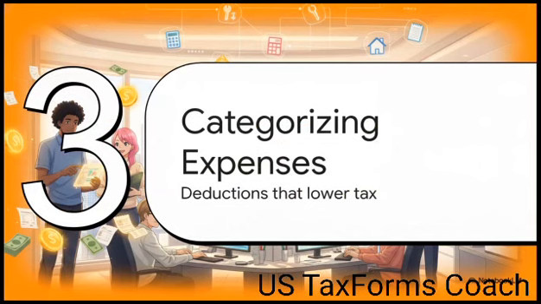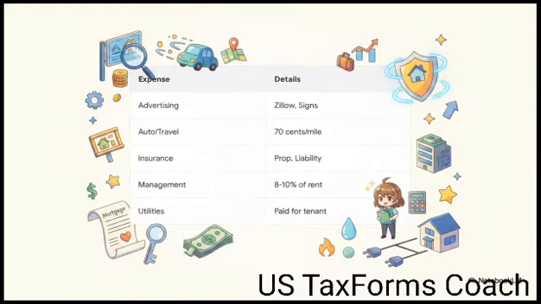Okay, Section 3, categorizing your rental expenses. This is how we methodically lower that tax liability. Now for the fun part, the stuff that actually lowers your tax bill. Tracking and categorizing these everyday expenses step by step is exactly how you keep more of your hard-earned money. Your Schedule E has specific lines for all of these.